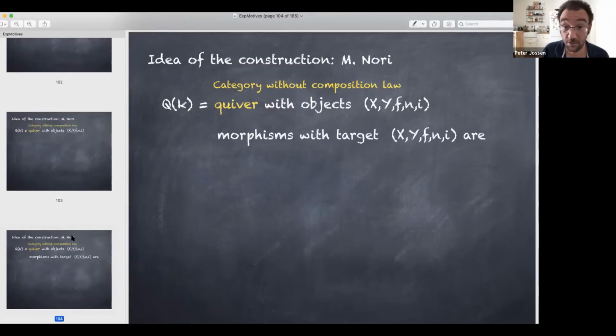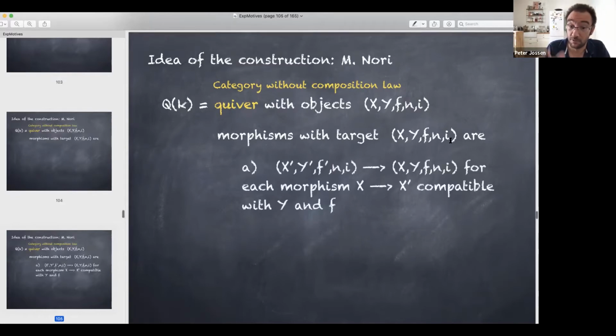Morphisms, well, I have the objects, morphisms. I will describe them like this. So all the morphisms with target a fixed object (x, y, f, n, i), they are, as I said, of several types. So first, I will add arrows for morphisms between varieties. So whenever I have a morphism from x to x prime, which sends y to y prime, and which is compatible with the functions f and f prime, I will add a map in the quiver from (x prime, y prime, f prime, n, i) to (x, y, f, n, i). Okay, first type of morphism.